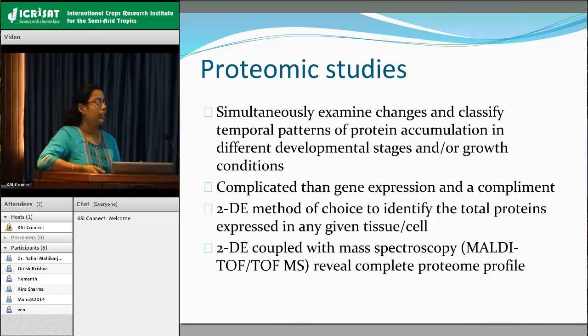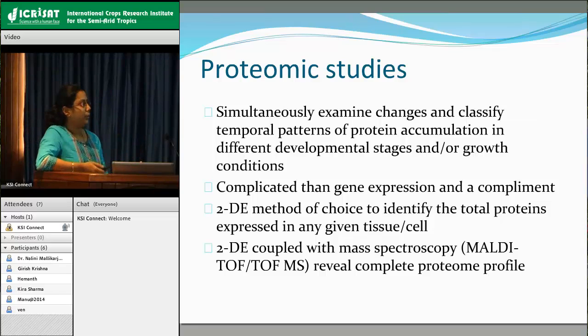So further, we didn't stop with in silico analysis. I wanted to go for a proteomic study. So I have extracted proteins from anthers before culture and in culture in chickpea, and have gone for two-dimensional electrophoresis. Why go for two-dimensional electrophoresis and why go for proteomic studies? Because proteins represent the dynamic changes in a cell, and it's a complement to genomic studies.